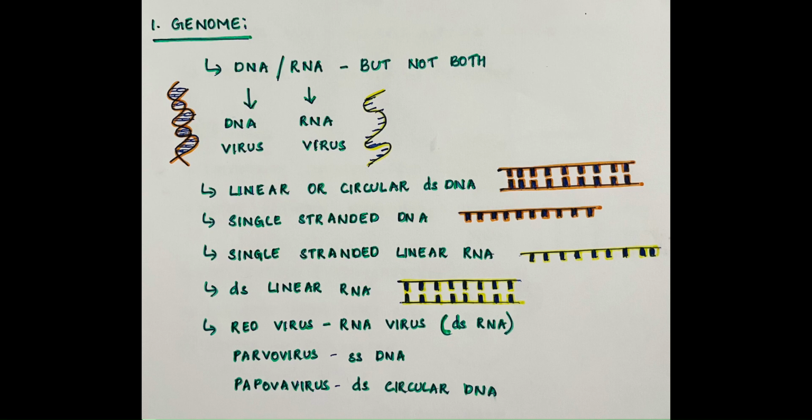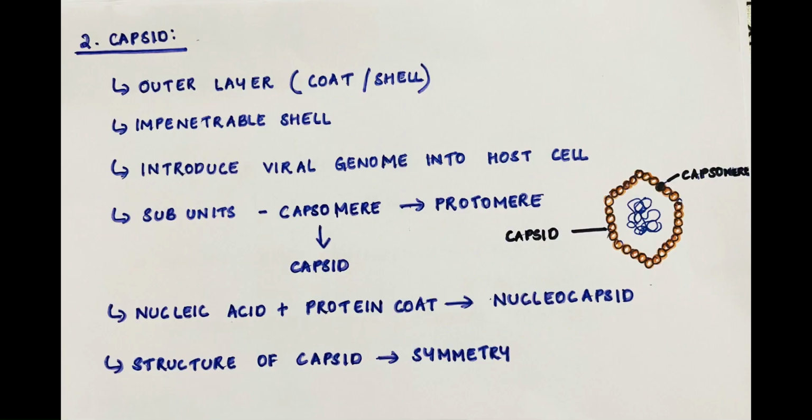Examples include reovirus, which is an RNA virus that contains a double-stranded RNA genome. Parvovirus contains single-stranded DNA. Papovavirus contains double-stranded circular DNA as genetic material. Capsid: the capsid is the outer layer, sometimes referred to as the coat or shell. It serves as an impenetrable shell around the nucleic acid core. The capsid also helps to introduce the viral genome into the host cell during infection.